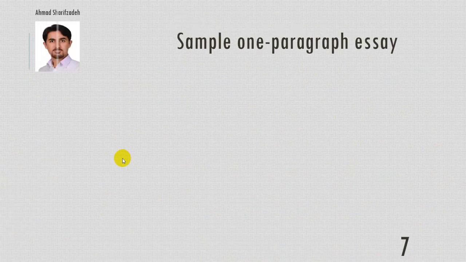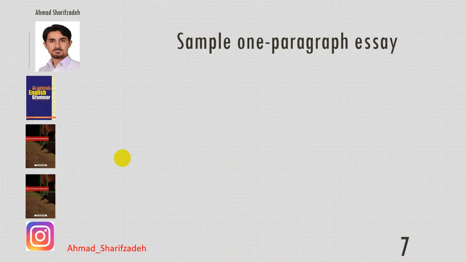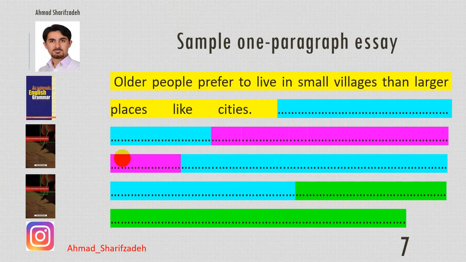Let's look at this sample one paragraph essay. This will also help you understand better. Here we have only the topic sentence. It says that older people prefer to live in small villages than larger places like cities. It is claiming that elderly people prefer to live in small areas, not in big cities like London, for example, like New York, for example. They prefer to live in suburban places. Okay.